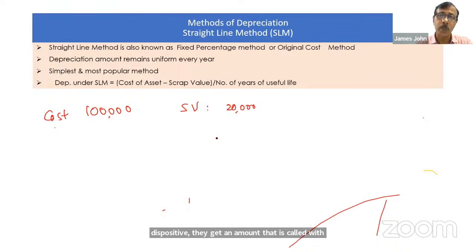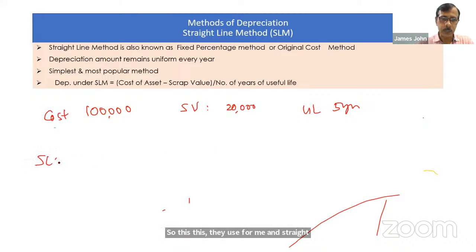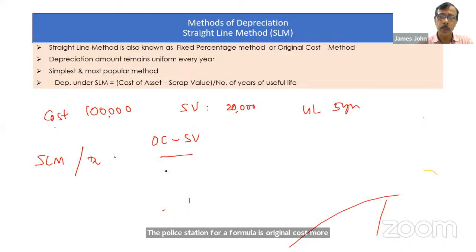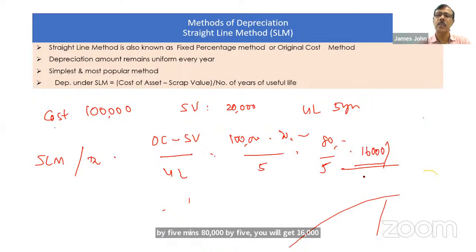In some questions it will be silent. Scrap value will not be given. In that case, you have to take the scrap value as 0. If it is given, you account it. Now, suppose the useful life for this is 5 years. And in straight line method, depreciation per year, the formula is original cost minus scrap value by useful life. So original cost is 1 lakh minus 20,000 divided by 5, means 80,000 by 5. You will get 16,000. So depreciation per year is 16,000.